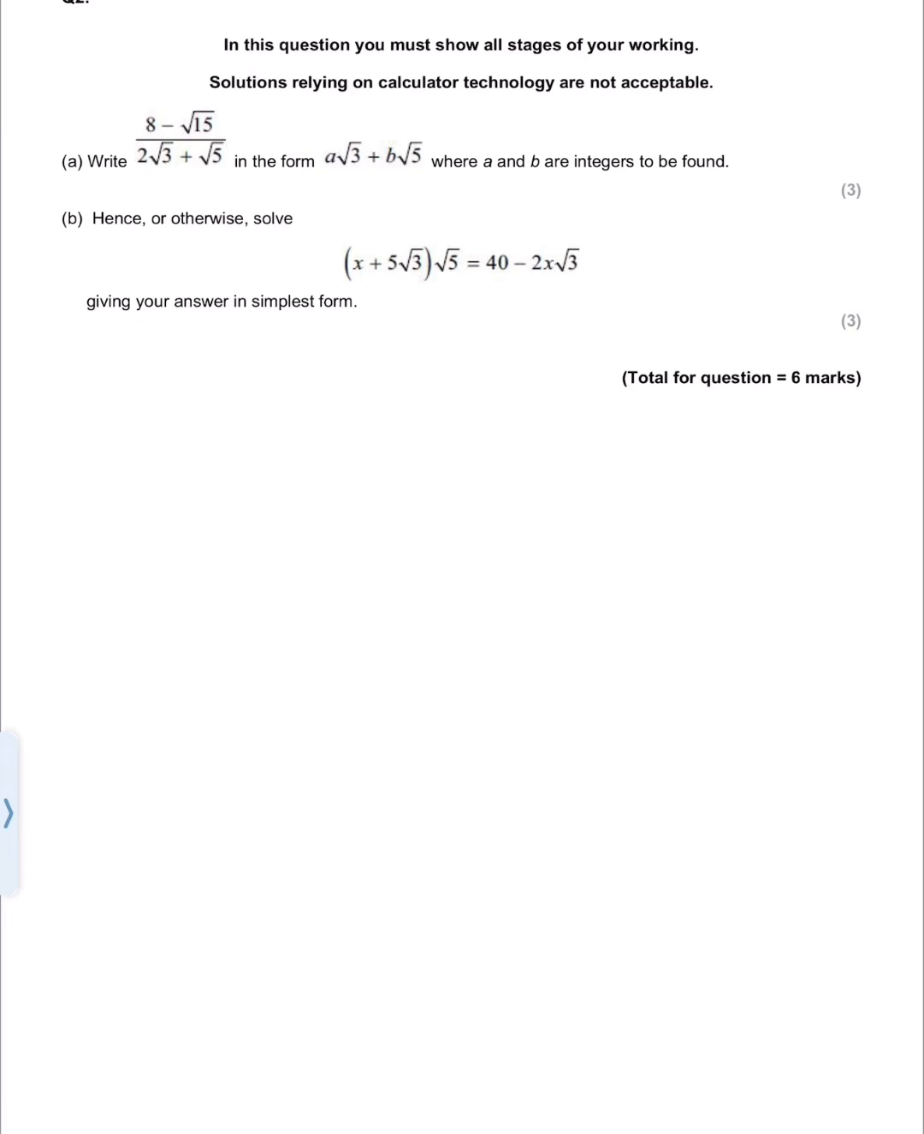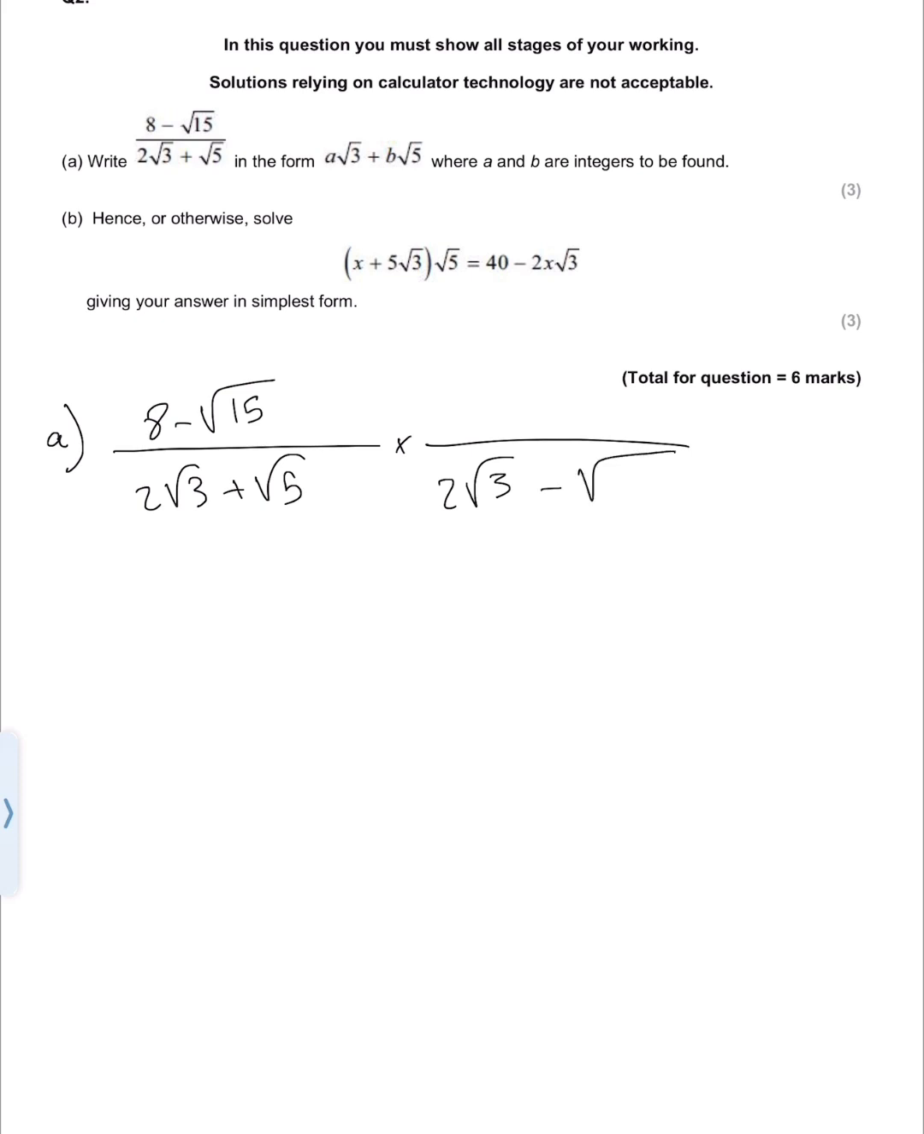Okay, here is another question on surds. For part A, we have 8 minus root 15 over 2 root 3 plus root 5. We have to rationalize the denominator by multiplying by its conjugate. So we multiply by 2 root 3 minus root 5 up and down. Before we do that, we have to show that root 15 is the same as root 3 root 5, so we can replace it here, and then we do the multiplication.